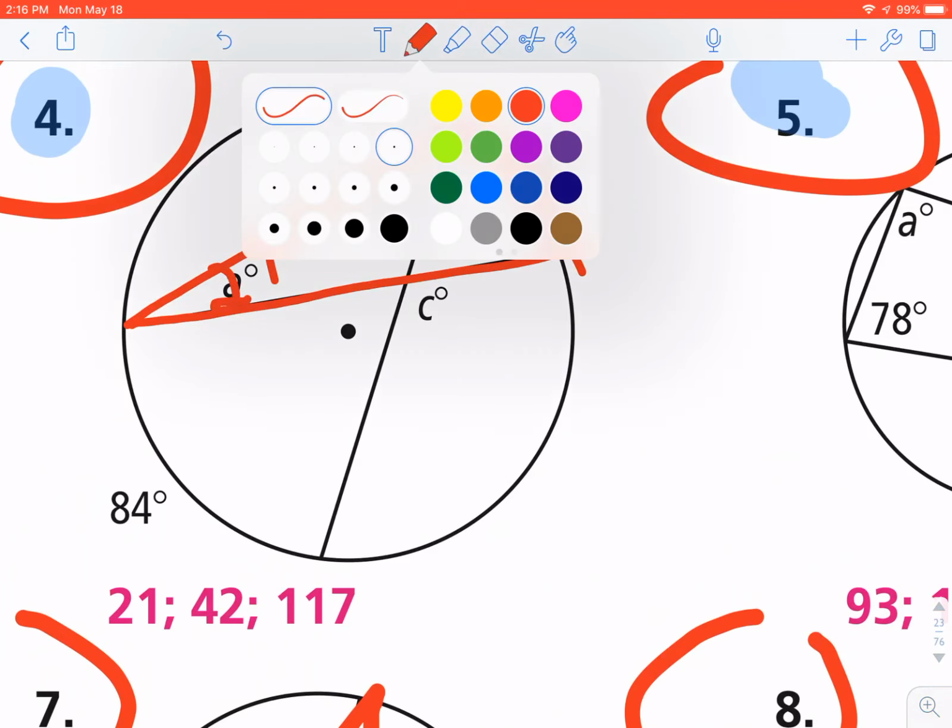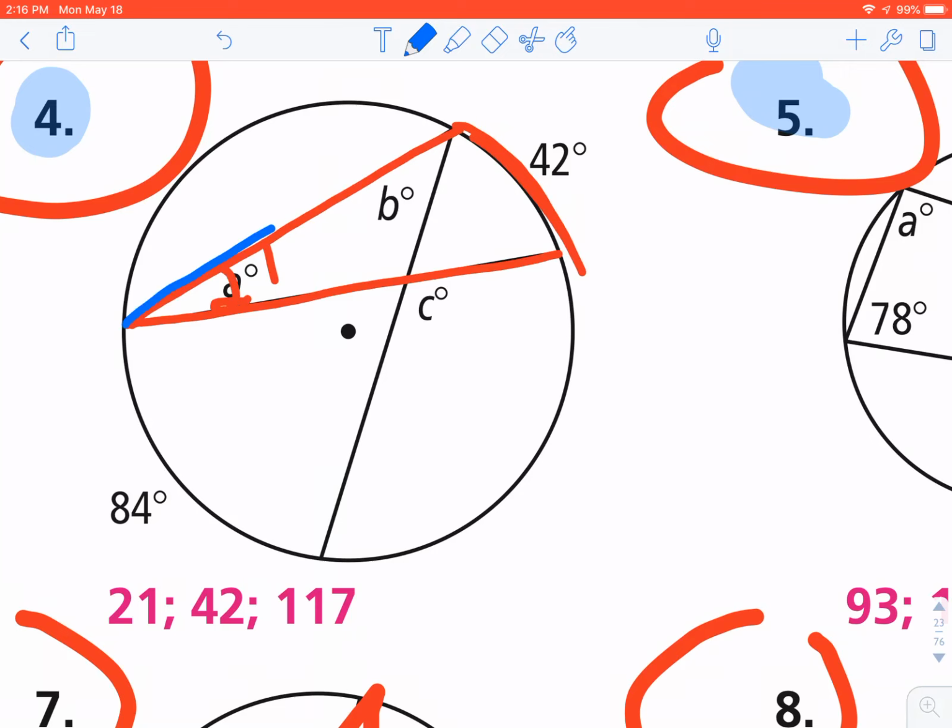I'm going to do the same thing for angle B. I'm going to trace angle B, or the two chords that make angle B, and that creates an arc that is 84 degrees. Alright, well if I take 84 and cut that in half, that tells me that angle B is 42 degrees. Now the hard part's finding C.